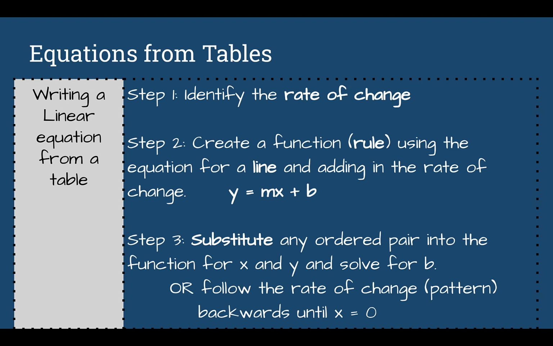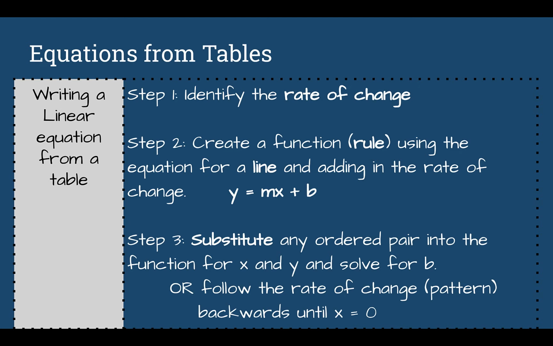When we're writing equations from tables, we have 3 basic steps. So step 1, you're going to identify the rate of change. So how much is it changing each time to go from one value to the next? Once we know that, we're going to create a rule using our slope-intercept form, y equals mx plus b, and we're going to plug in that rate of change.